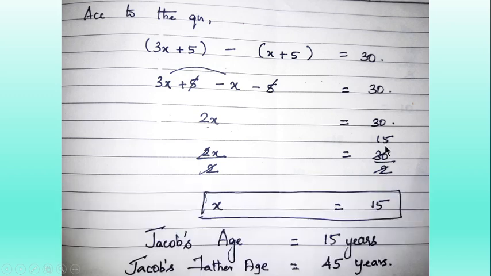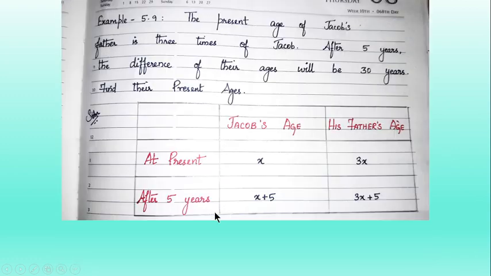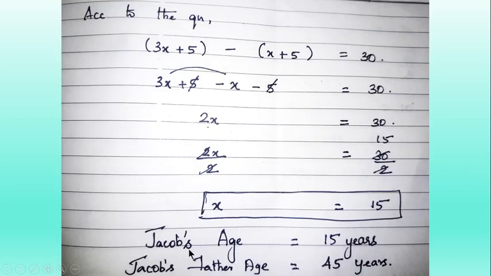So 2 into 15 is equal to 30. So 15 2's are there in the right hand side. So the value of x is equal to 15. So what we have assigned for Jacob's age at present we have assigned it as x, isn't it? So Jacob's age is equal to 15 years.